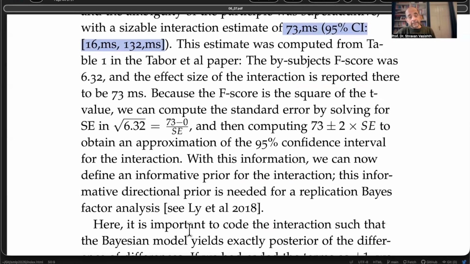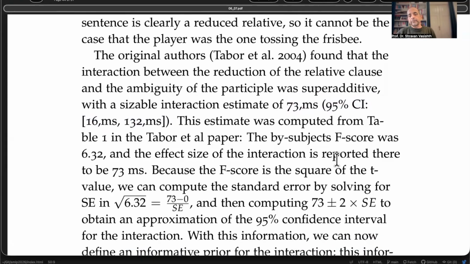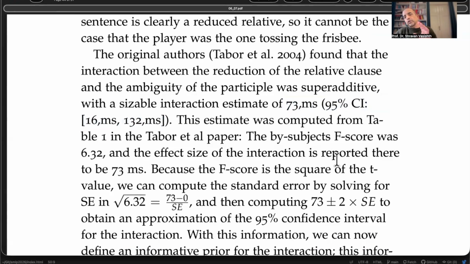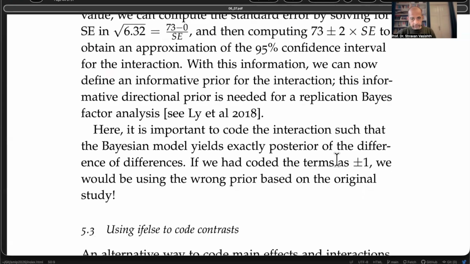This kind of directional replication prior is useful for something called replication Bayes factor analysis. So you can read this paper from Wagenmakers' lab about why that's a useful thing to do, or why that could be a useful thing to do, right? So the main point I'm trying to make is that you want to define your contrast to reflect the actual effect size of interest, not half the effect size or whatever, right? With the +1, -1 coding.